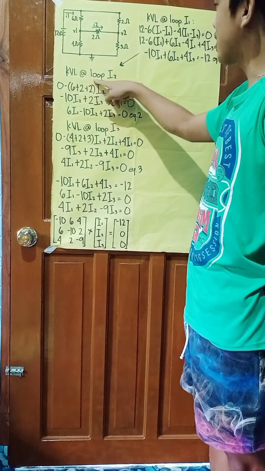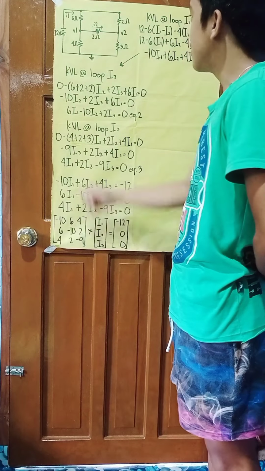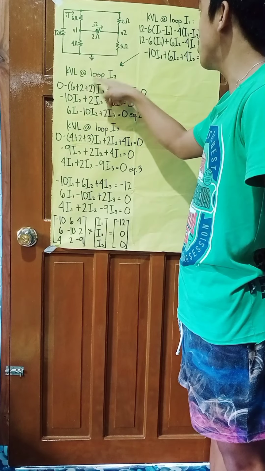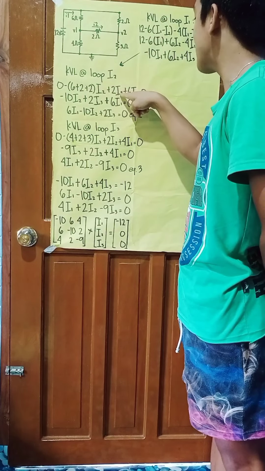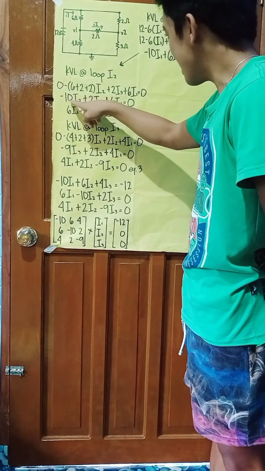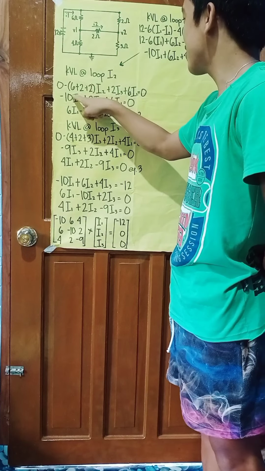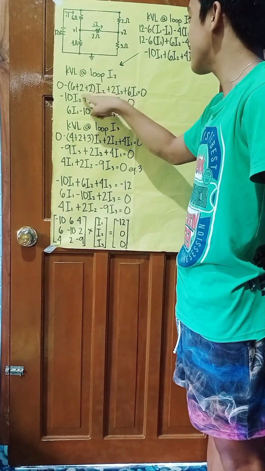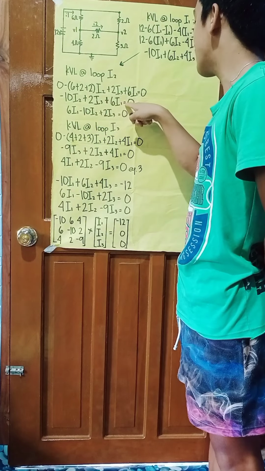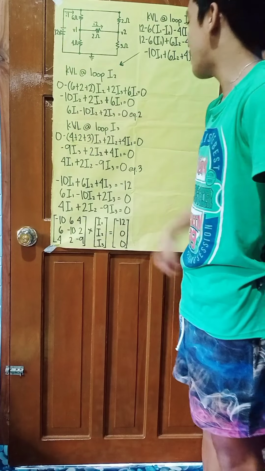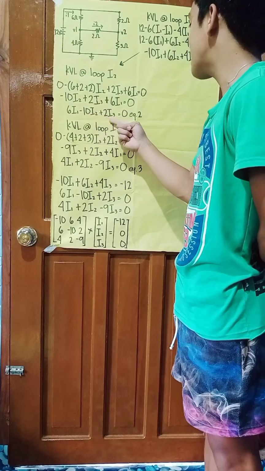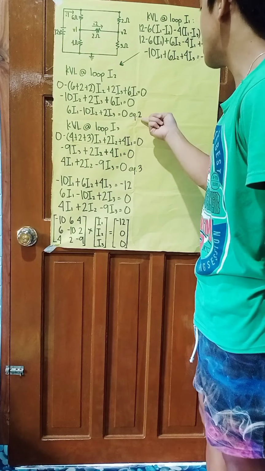Next is KVL at loop I2. So the voltage is 0. So minus 6 plus 2 plus 2 I2 plus 2 I3 plus 6 I1 equal to 0. So transpose, so distribute. So 6 plus 2 plus 2 times I2 is equal to negative 10 I2 plus 2 I3 plus 6 I1 equal to 0. So arrange it from I1 to I3. So 6 I1 minus 10 I2 plus 2 I3 equal to 0. So this is the equation number 2.